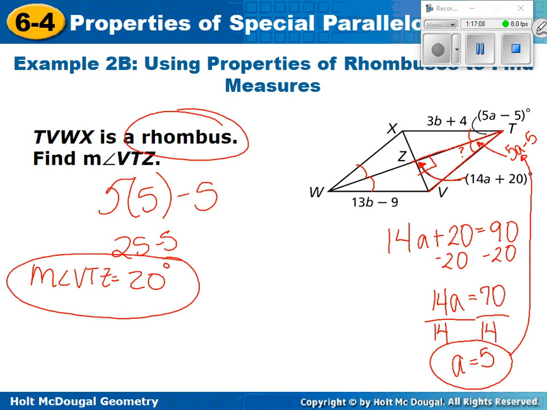The entire chapter is basically, here's some properties, apply the properties.